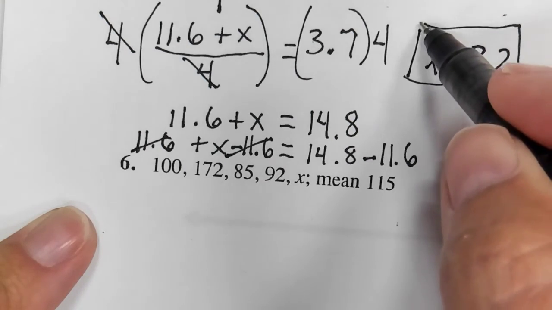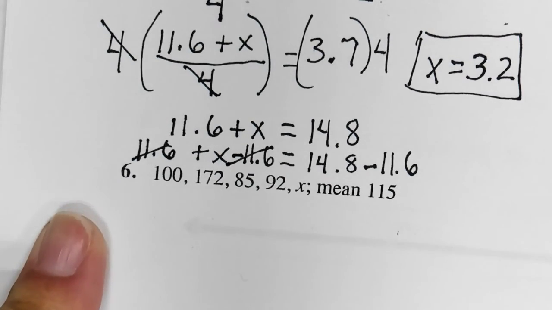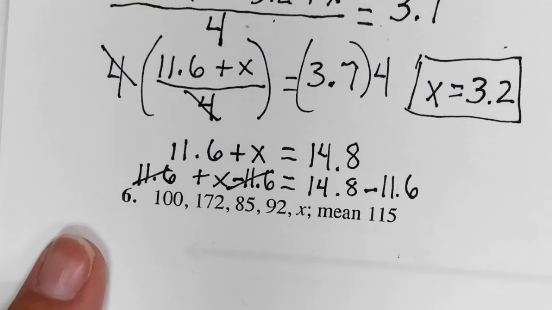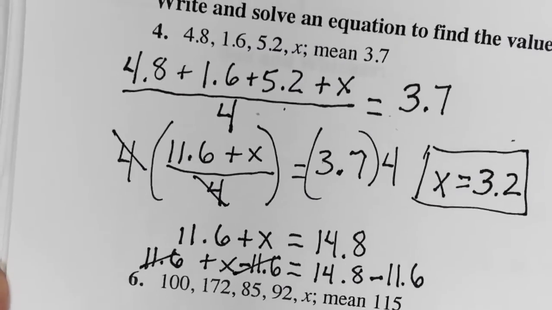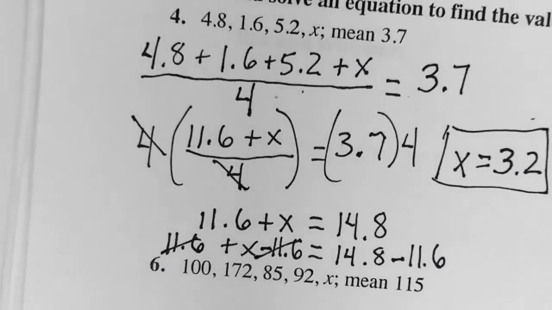Now, because I went out of order, I'm going to put a box around the solution, and if you would do that too, that will help your grader. That's how we solve for the unknown x when we know what we want to have as a mean.